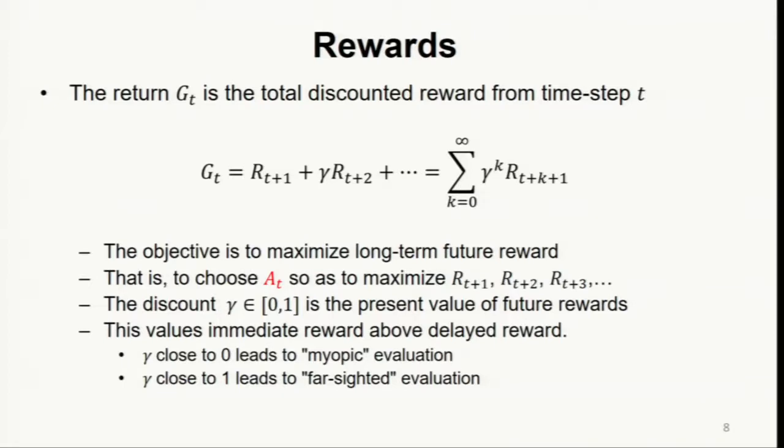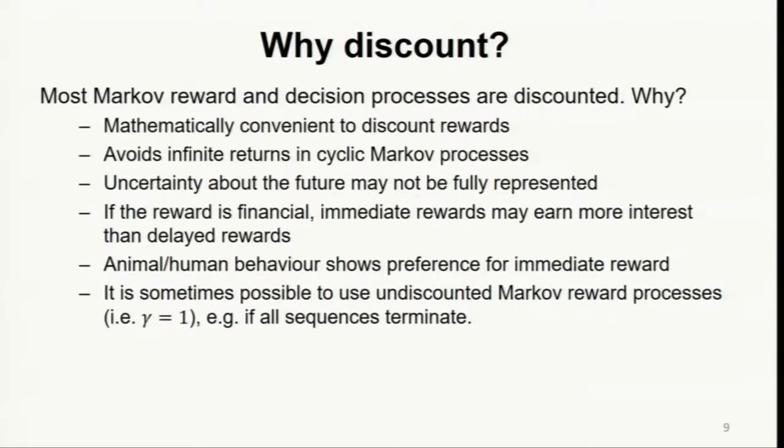So 1 is very far-sighted, and 0 is very myopic. So this is what we call myopic and far-sighted evaluation.